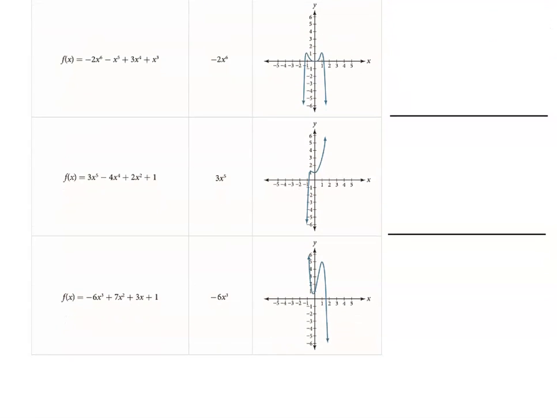And here, f of x, the second one, negative 2x to the 6th minus x to the 5th plus 3x to the 4th plus x cubed. This is the leading term because the degree is 6. And this is the graph, and based on this graph, as x approaches negative infinity, this is continuous, f of x approaches negative infinity. Same thing here, as x approaches positive infinity, this is continuous going down. So f of x approaches negative infinity.